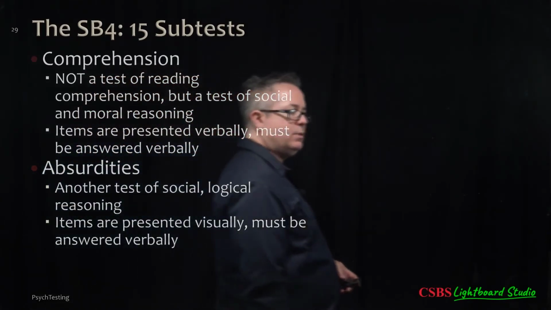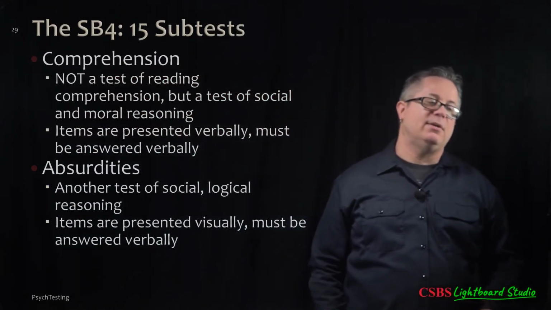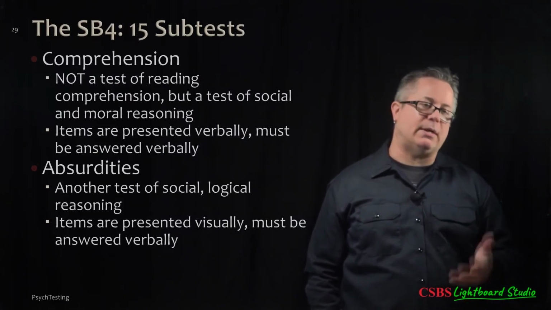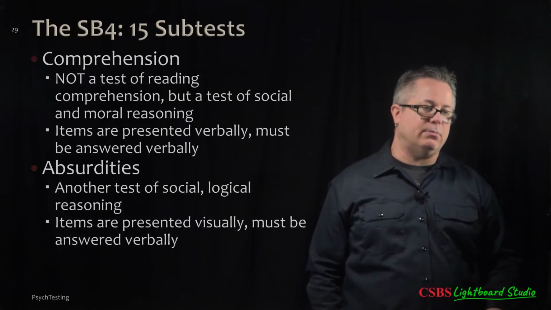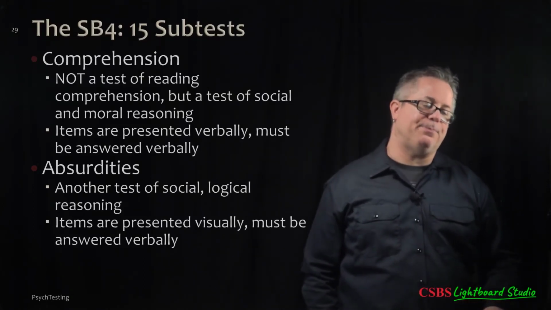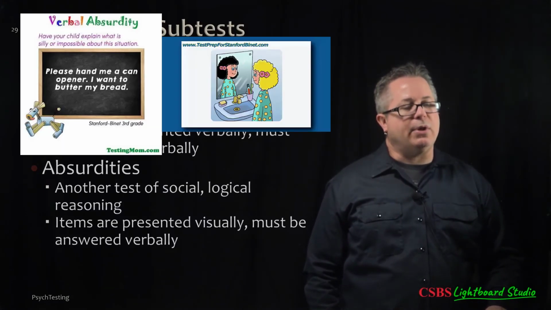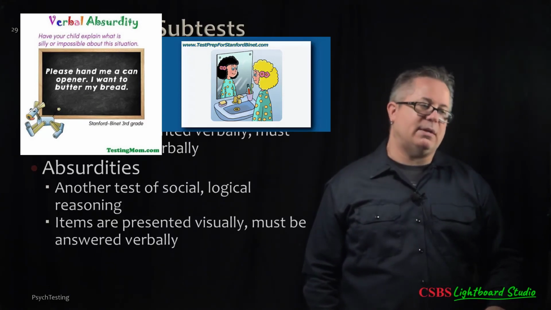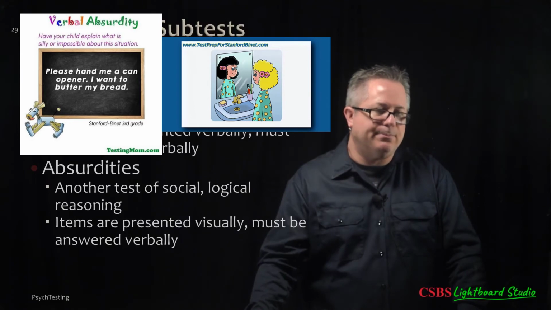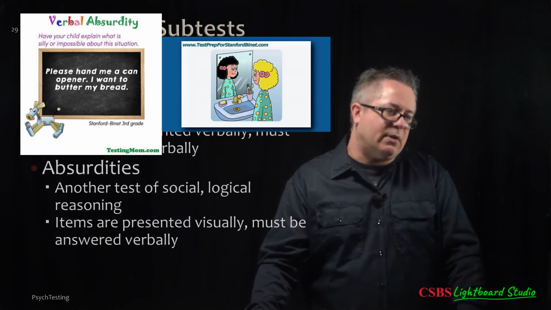You had comprehension. It's not a test of reading comprehension, but a test of social and moral reasoning. Items were presented verbally and then must be answered verbally. So they give them a scenario, and then they would ask them how they would navigate that, or what they would do in that situation. It tests their social and moral reasoning. Then you had the absurdities subtest. This is another test of social logical reasoning. But they were given things that would seem absurd, and then they had to discuss them verbally.